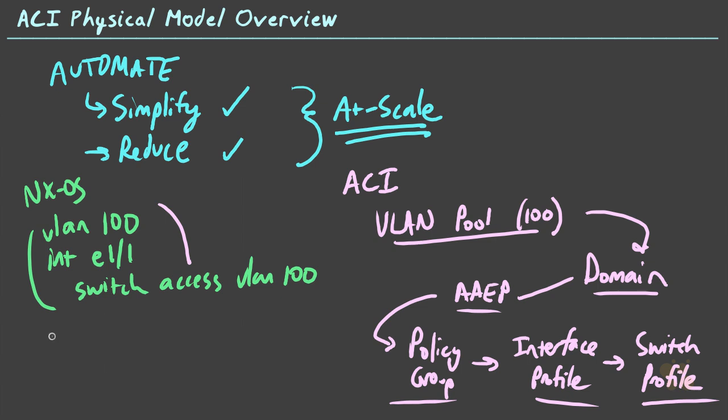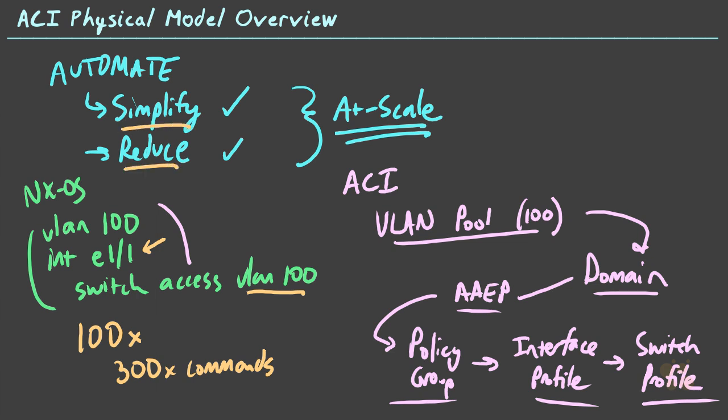What if I had to configure VLAN 100 on interface 1/1 on 100 switches? So I have to do this 100 times on 100 different switches. How many interface commands do I have to enter? Well, 300. So I have to log into 100 switches and do 300 commands. And by the way, is that simplifying and reducing the number of steps? Of course not. The likelihood of me making a mistake at some point is pretty high.